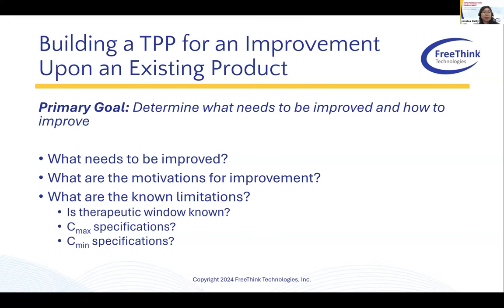Other considerations when developing this type of TPP would be to think about if there are any known limitations based on the existing drug product. So for example, is there an established therapeutic window? Are there any Cmax specifications, meaning, is there a plasma concentration above which side effects are observed? Or are there Cmin specifications, meaning is there a minimum concentration needed to remain efficacious? So keep these ideas in mind as we go through the partial TPP for an improvement on an existing product.